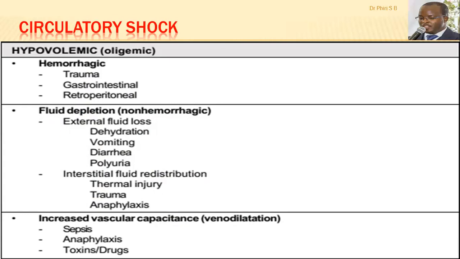Then you can also have hypovolemic shock due to fluid depletion. Fluid depletion is called non-hemorrhagic shock, so there is no hemorrhage there. It's due to fluid loss. You can have external fluid loss in terms of dehydration, vomiting, diarrhea, polyuria. All these, you are losing body fluids, and the blood volume will reduce. Not that the blood cells are reduced, but the plasma will reduce. So these are also called non-hemorrhagic shock.